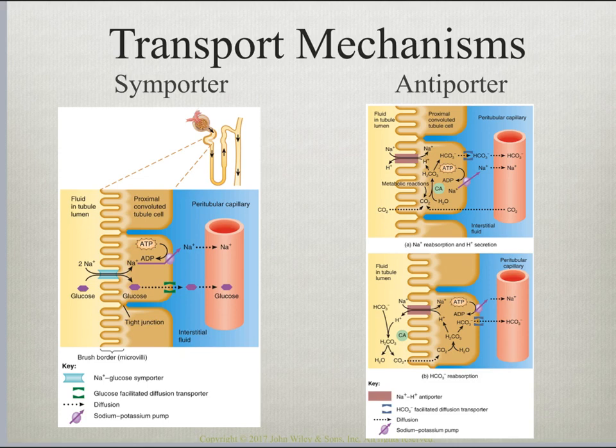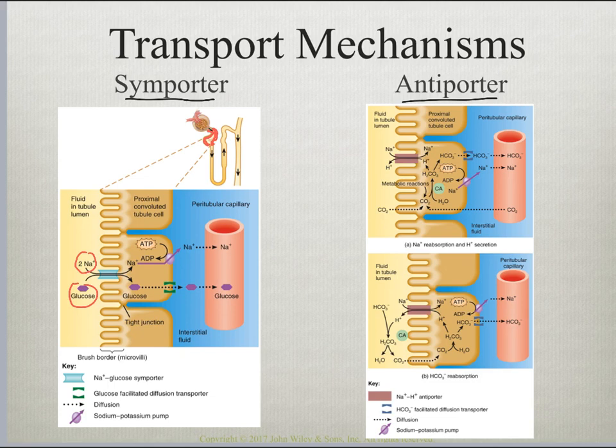Our next slide shows the actual transport mechanisms. Everything we just talked about, but just putting it to picture, looking at both the symporters and our antiporters. So again, pay note that we are focusing in right here at our proximal convoluted tubule. That's where we're staying. And we can see that we have sodium moving in, we have glucose moving in, so we're using our sodium glucose symporters to help those move through.